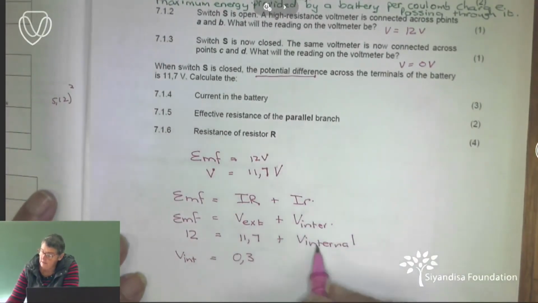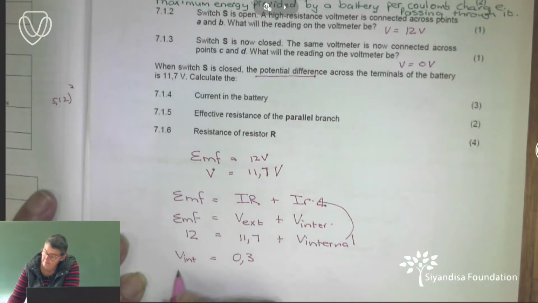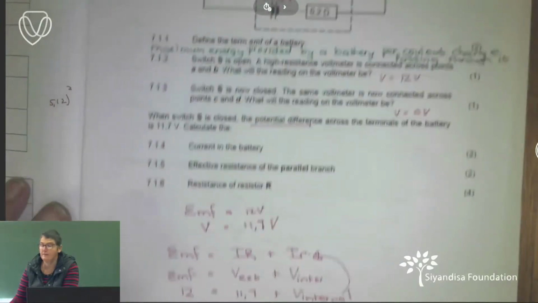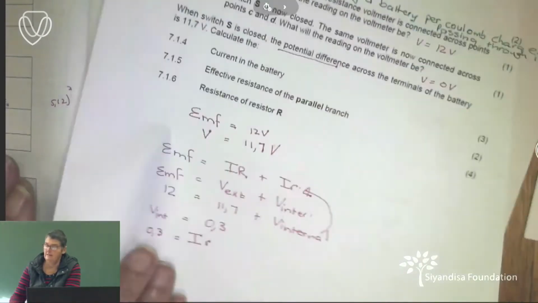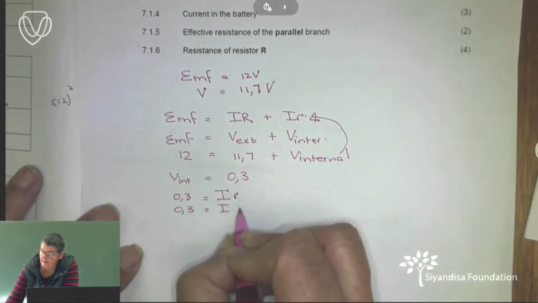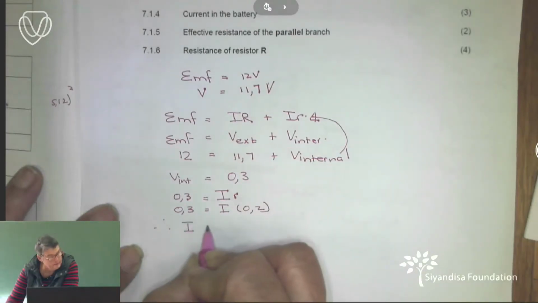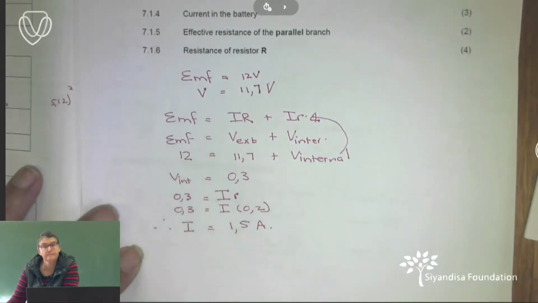Now, can you see, I can now go back here. And I can say V internal, which is 0,3, is equal to I times by small r. And small r was given to me as 0,2. Right, so that gives me I small r. So it becomes 0,3 is equal to I times by 0,2. And therefore, I is going to be equal to 1,5 amperes. Okay.